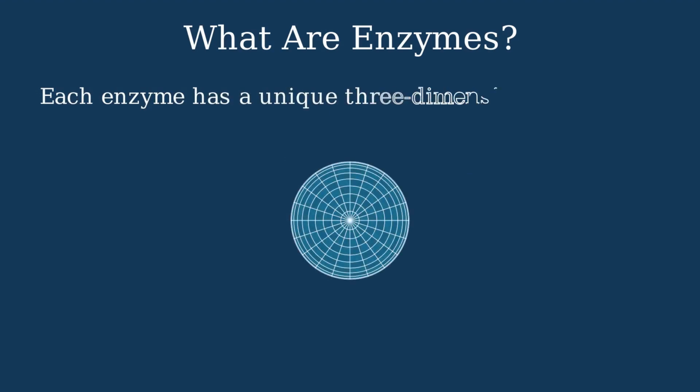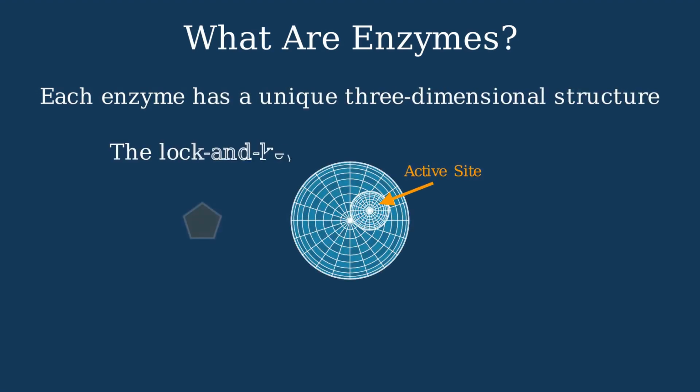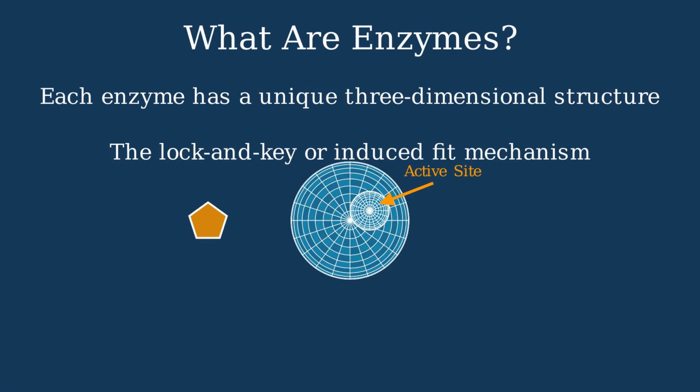Each enzyme has a unique three-dimensional structure with an active site. This is where the lock and key or induced fit mechanism comes into play. The active site binds specifically to certain substrate molecules.